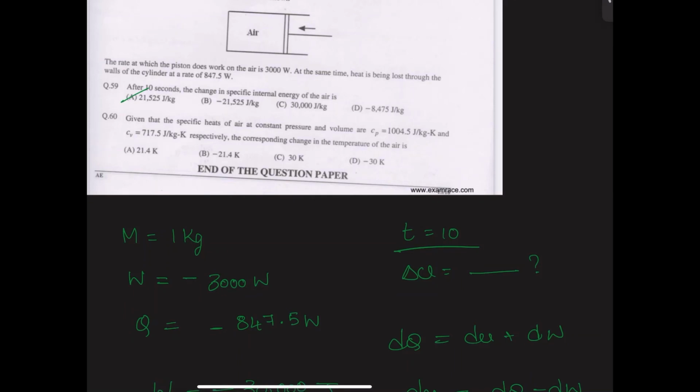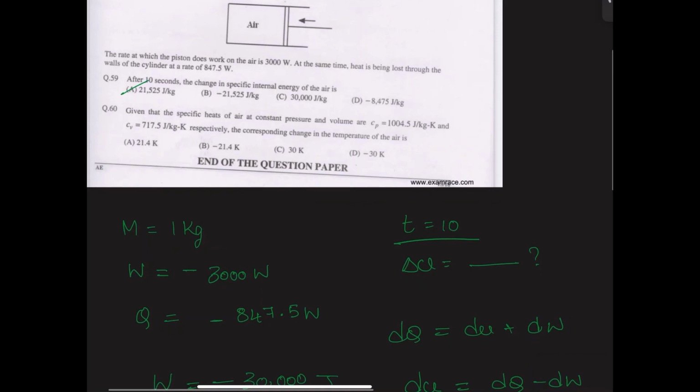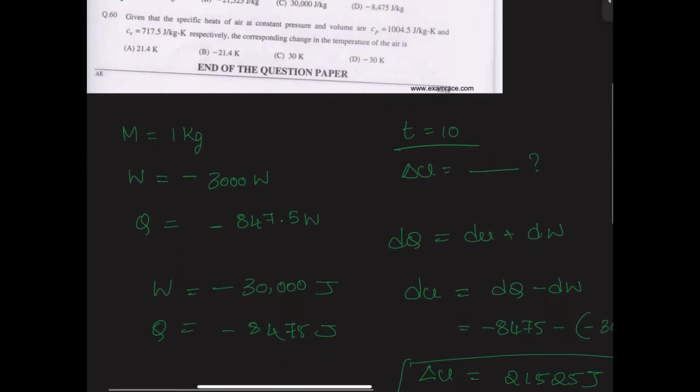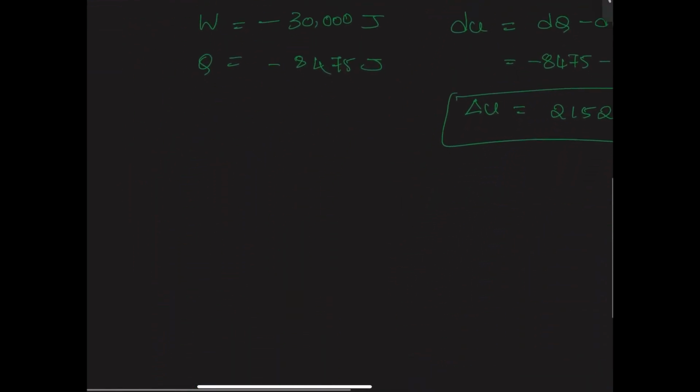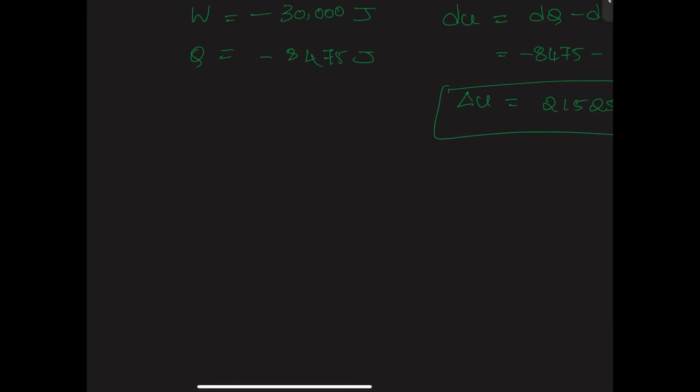Okay, now question number 60. Given that the specific heats of the air at constant pressure and volume, Cp and Cv, are given, they want the corresponding change in the temperature of the air. And we have the change in internal energy. So change in internal energy is nothing but mass into Cv into T2 minus T1.